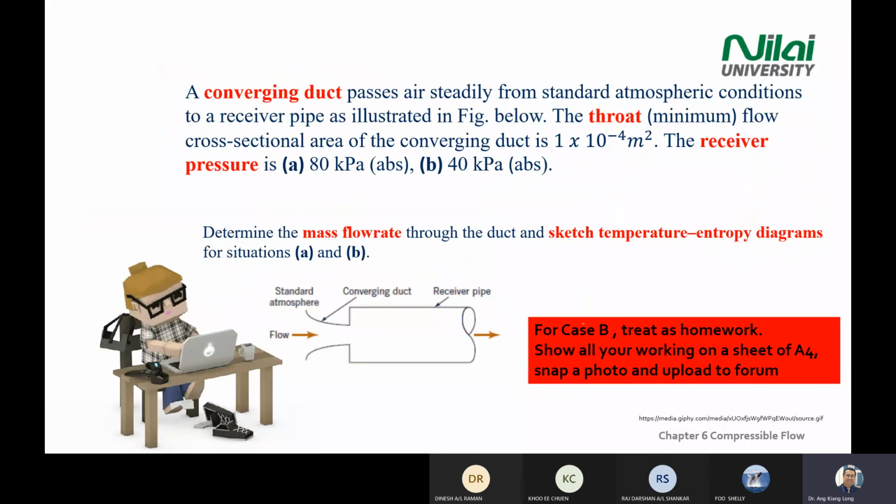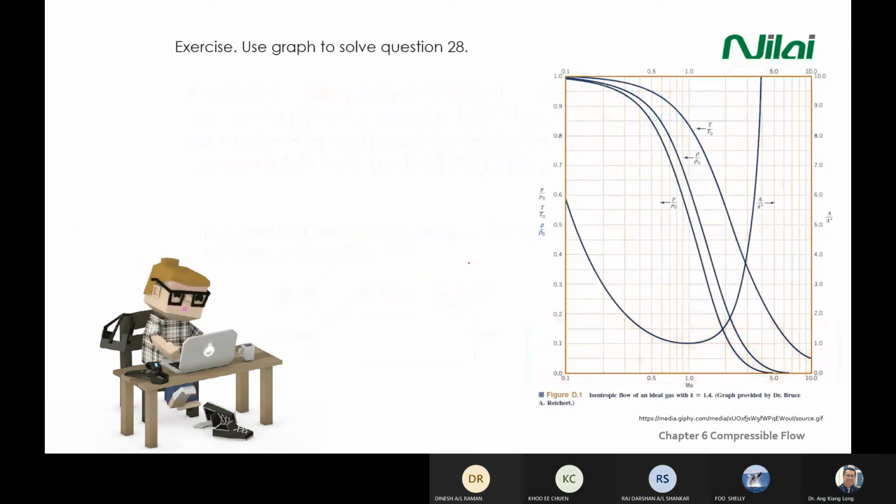You do the same for B as your revision. As a revision. You don't need to send me this one. Just do a revision. Okay.